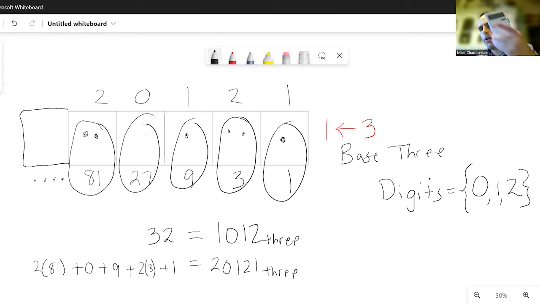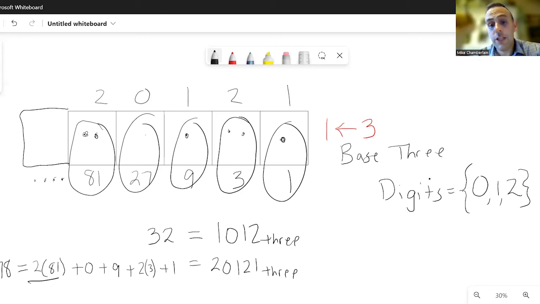So if you have a calculator, you can do that. If you want to do it by hand, you can do that as well. I'm just going to use the calculator so I don't mess up on this video. So 2 times 81, 162. So the first term is 162. We're going to add 0. We're going to add 9. We're going to add 6. And we're going to add 1. That's the numbers from the left to the right. So that would have a value of 178.